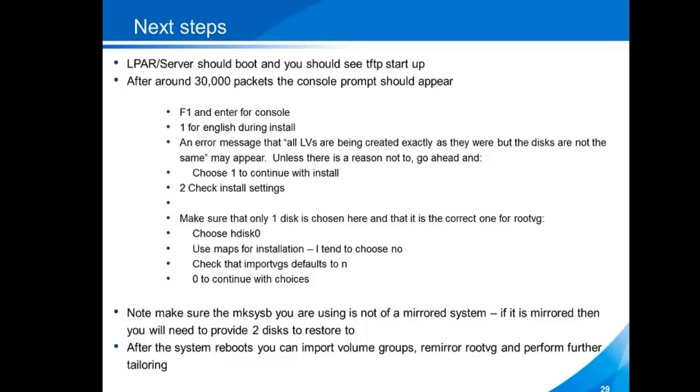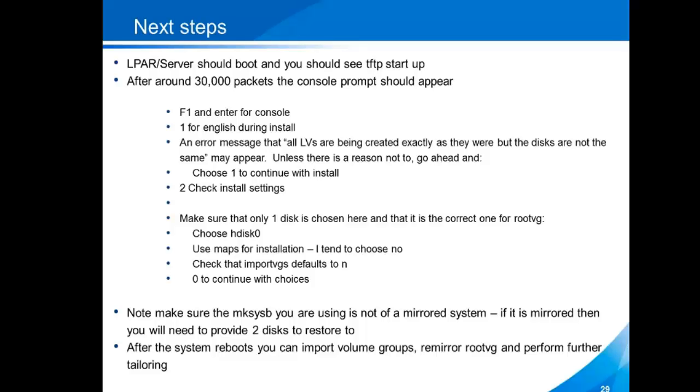I never assume that the install settings are correct, so I will go and check the install settings. I make sure that only 1 disk is here and that it's the correct one. Now, if you're restoring a mirrored system and you didn't do an image data, then you're going to have to pick 2 disks to restore to. In my case I chose hdisk0; you would choose whichever hdisk really matches up with the one you want rootvg to go to. And I don't tend to use maps for installation. Most of the things that are there, once I've got the right disk, I just select 0 to continue.